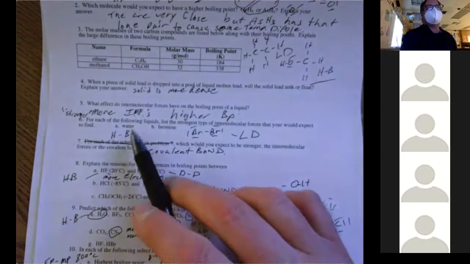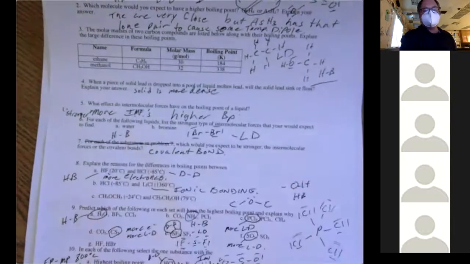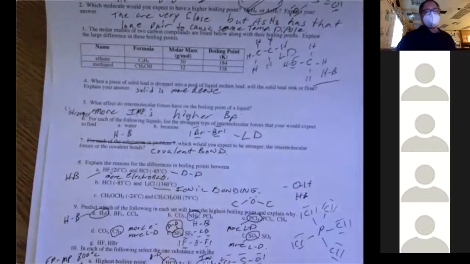Now here is the big question. Bromine and water are both liquids, right? Water has hydrogen bonding. And this is where it gets a little bit hard. Which one do you think has a greater boiling point, water or bromine? Water. Water does. Water still has a bigger one because of the hydrogen bonding. Bromine's is about 60 degrees Celsius.